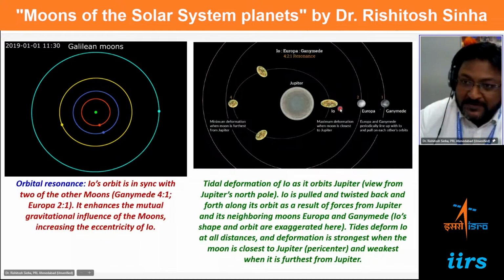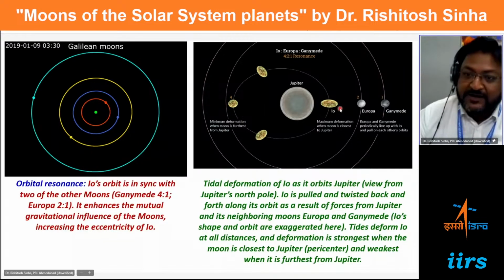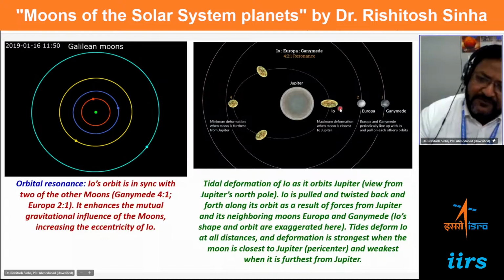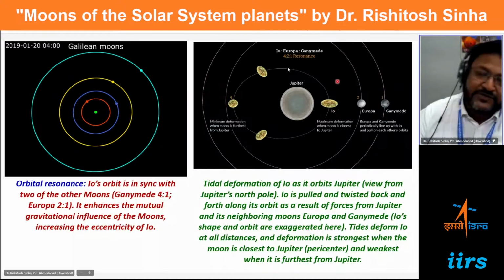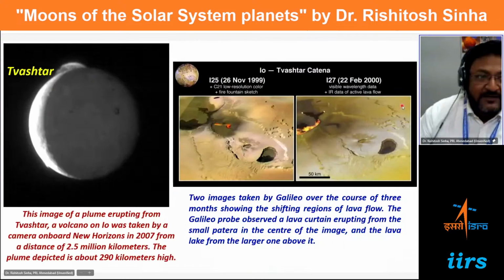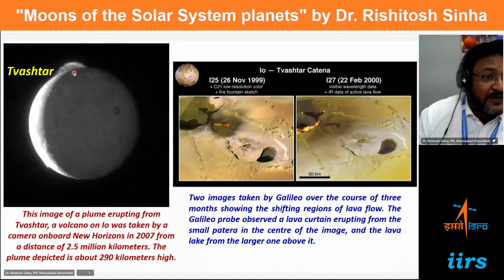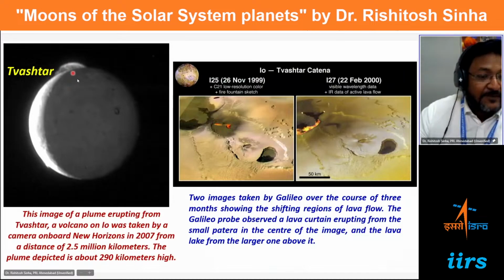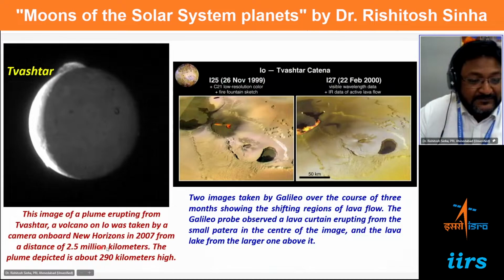If you see our own moon, it is very simple. The effect of tidal influence on our moon, or on Earth because of the moon, is very small. It is slightly influenced. But Io is highly influenced by the gravitational pull of Jupiter as well as the orbital resonance with Europa and Ganymede. And as a result of that, what do we see? We see that there are volcanoes erupting on the surface of Io. And these eruptions have been captured by New Horizons in 2007.